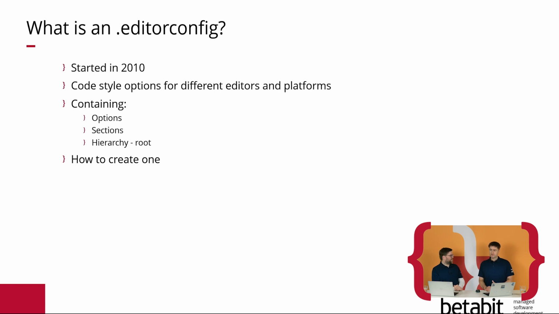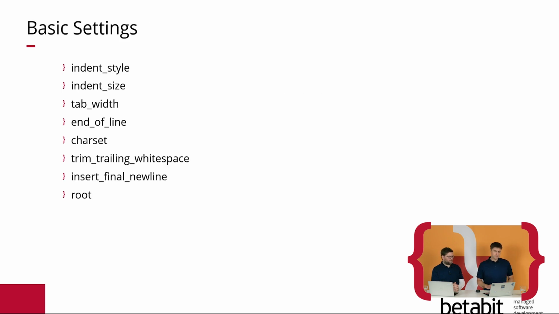An EditorConfig, you can create that in different ways. You can maintain it in different ways, and I'll show some of that later on. The settings that are there in the EditorConfig, you have some basic settings, as you see in this slide. It can be about the indenting style, the indent size. Do you use 2 spaces or 4 spaces? What is the tab width? Well, the best option, of course, is to use tabs with a tab width of 1. It's the only correct one.